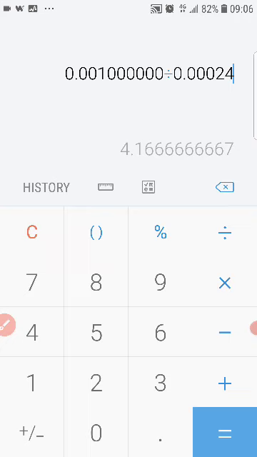If you are calculating, this is how you calculate. I wanted to make the calculation before, but I made a mistake. This is how you calculate it. If you are buying 1 million Satoshi, 1 million Satoshi is about $4.